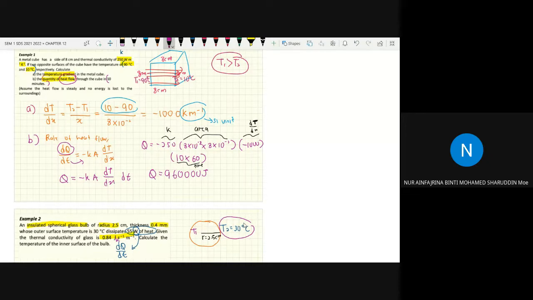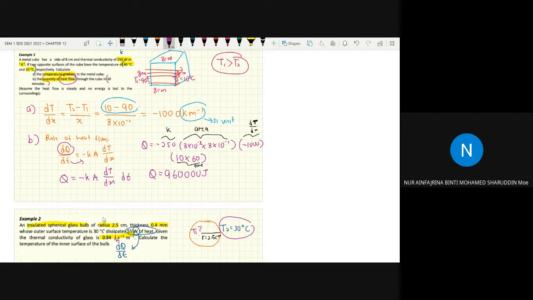Awak kena faham, bulb ini, dia akan panas dekat dalam, baru dia akan panas dekat luar. Jadi sama juga macam kes ni. So, initial temperature dia adalah daripada dekat dalam dan final temperature adalah outer punya temperature. So, sebab tu initial dia adalah T1. Kita sebenarnya nak cari T1. Okay, so Miss dah bagi hint. Korang try cari T1.